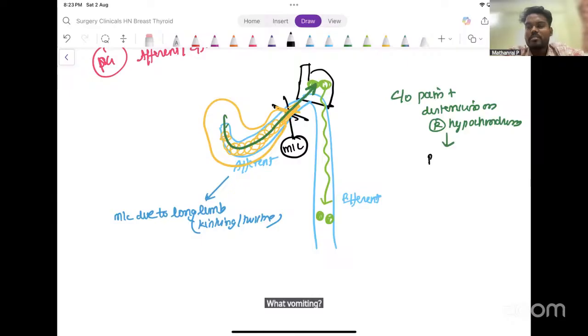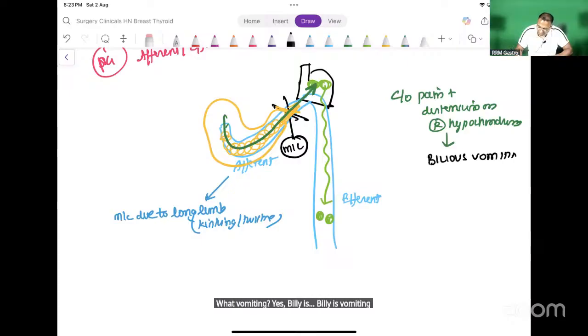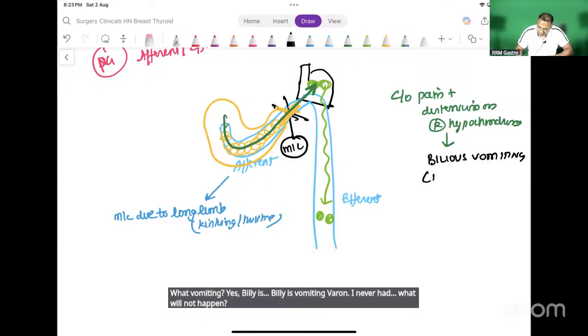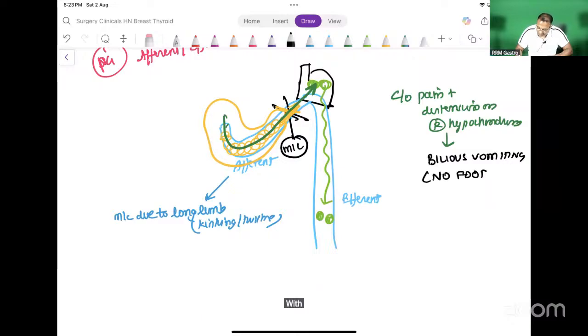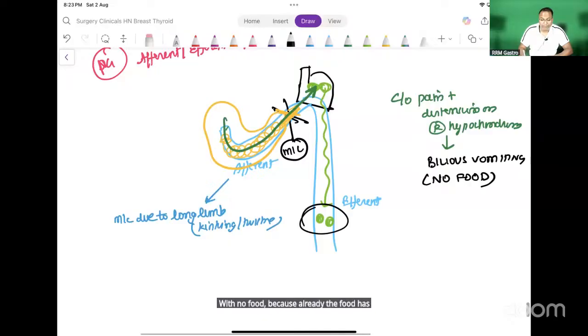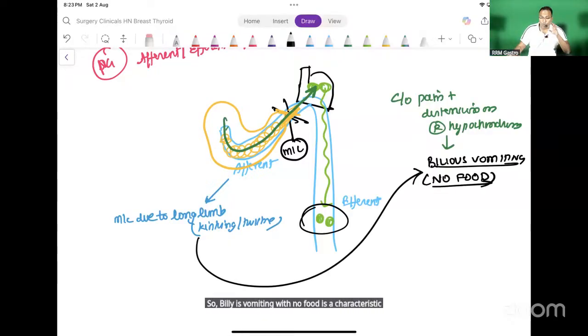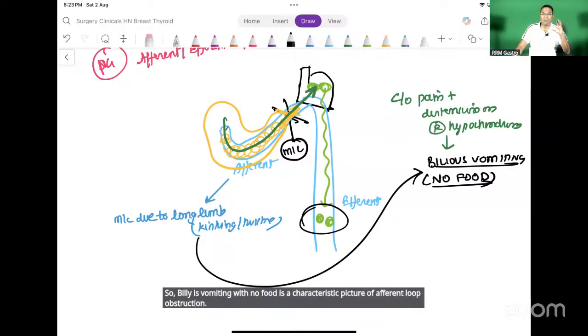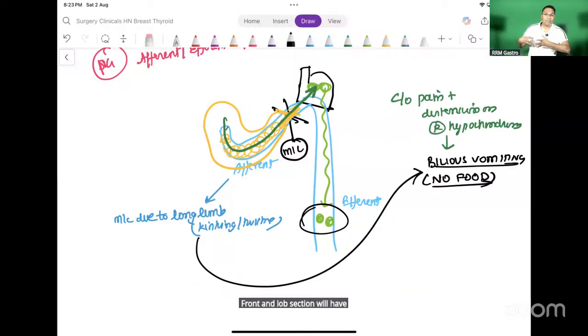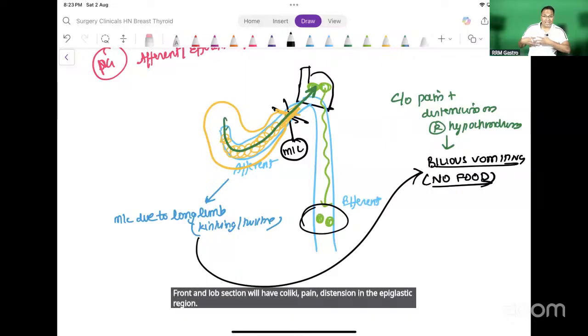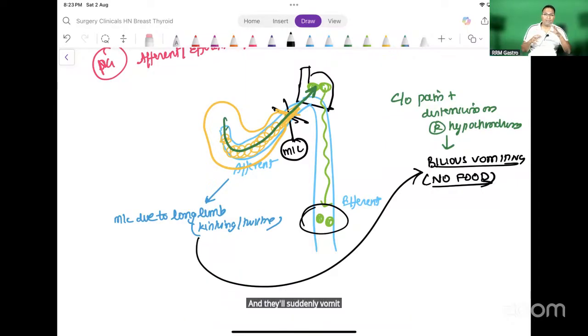Bilious vomiting will present. Bile reflux will present. Bilious vomiting வரும், ஆனா என்ன வராது? What will not happen with no food, because already the food has gone to the jejunum. So bilious vomiting with no food is a characteristic feature of afferent loop obstruction. Afferent loop obstruction will have colicky pain, distension in the epigastric region, and they will suddenly vomit a huge amount of bile with no food.